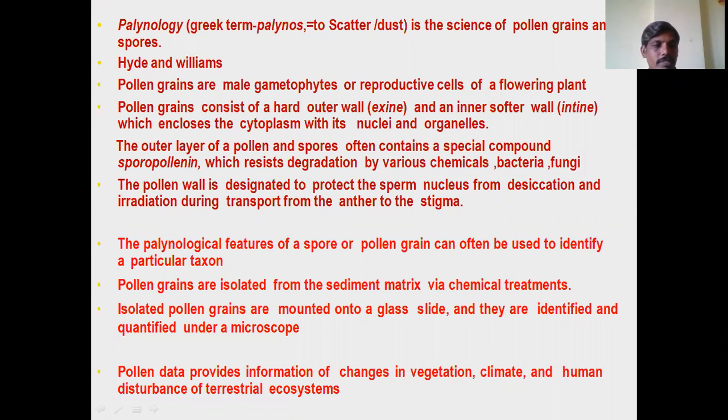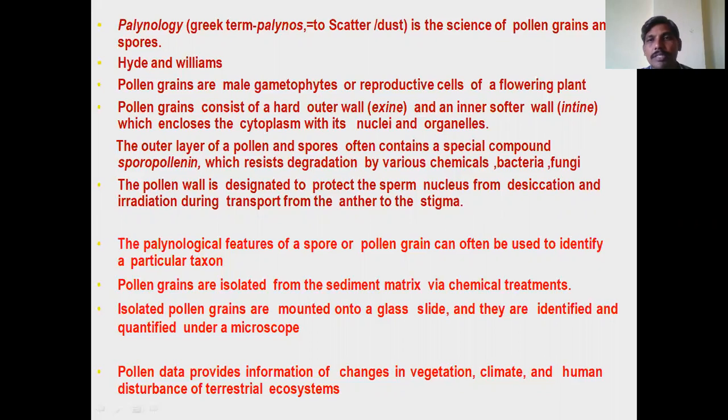In the early classes, we studied that palynology is nothing but studying about the spores and pollen grains. The term palynology is derived from the Greek word palynos, which means to scatter or dust fine particles. We study the origin, growth, development, and structure of the pollen grains with respect to different parameters. Hyde and Williams first introduced this term.